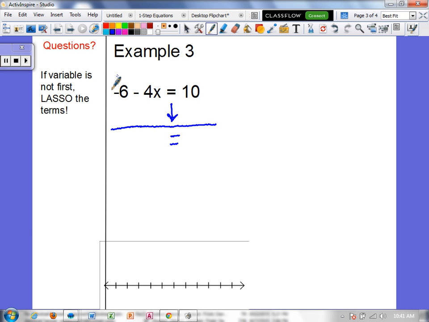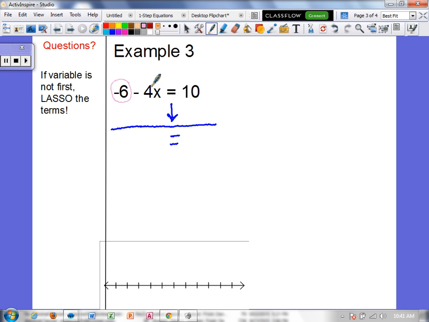Now, we know that we are going to move the constant first, but normally we see the variable, then we see the constant on the other side of it. But now they're kind of switched around. So what I want to do to make sure that I keep all my signs together is I want to lasso the terms. And when I say lasso the terms, I mean I want to look at this value here. This is a -6, so I need to keep the sign. I want to lasso those together.